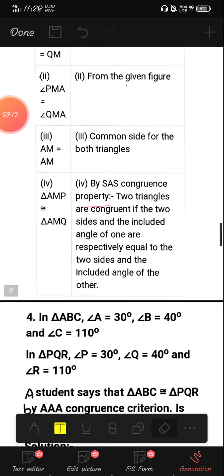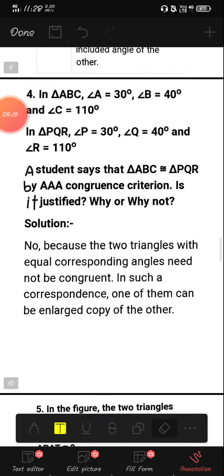Okay. Now moving on to the fourth question. In triangle ABC, A is 30, B is 40 and C is 110, and in triangle PQR, P is 30, Q is 40 and angle R is 110. A student says that triangle ABC is congruent to triangle PQR by AAA congruency criteria. Is it justified? Why or why not?